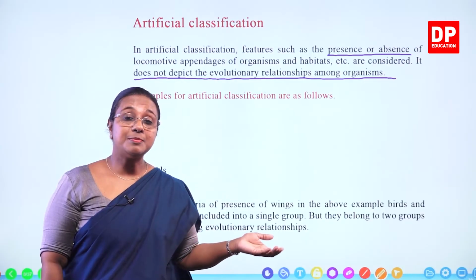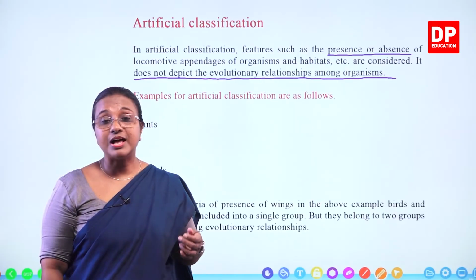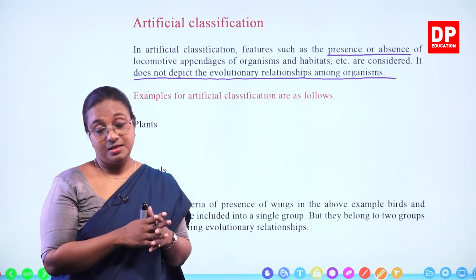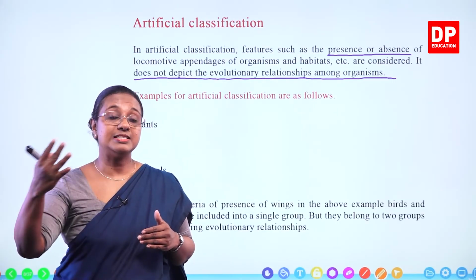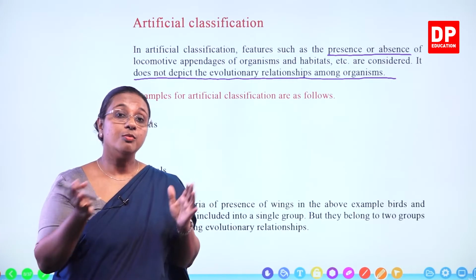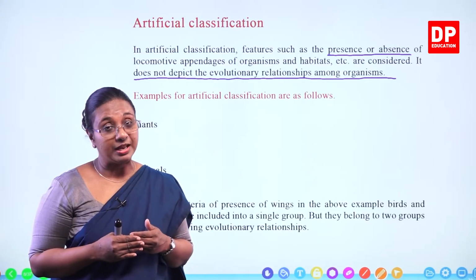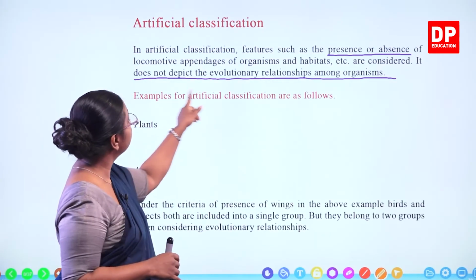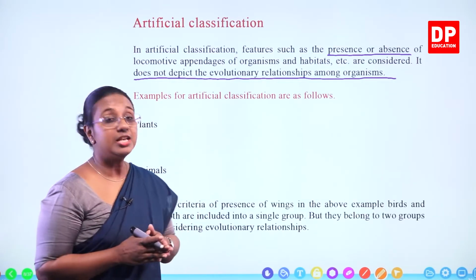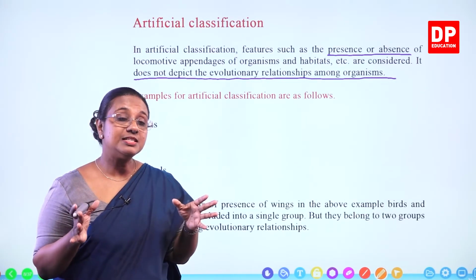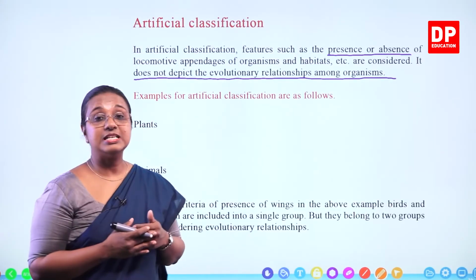Now when you consider the presence of wings, I told you all before also, the robin bird and butterfly, they come under the same group. But they are totally different organisms because butterfly is an invertebrate, it's an arthropod, whereas bird is a bird, always, and it is a vertebrate. So there is no evolutionary relationship. So that is the artificial classification. They just consider the presence or absence of a characteristic and also they consider the habitat.